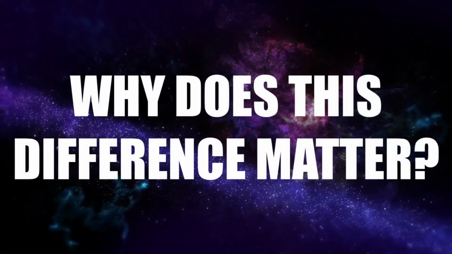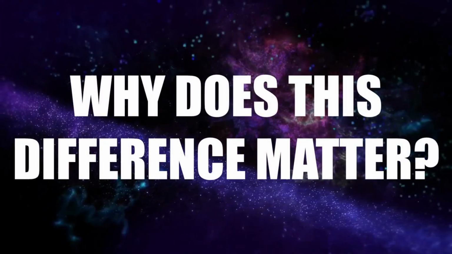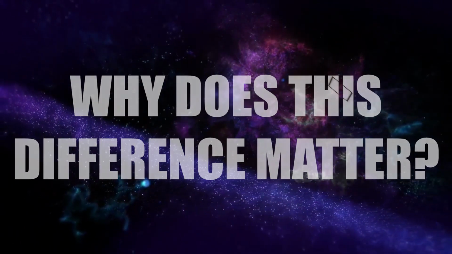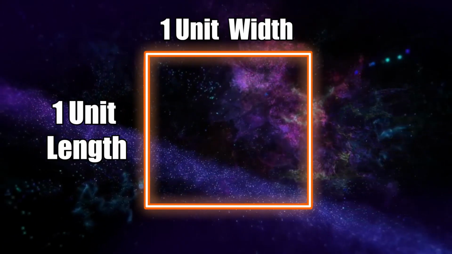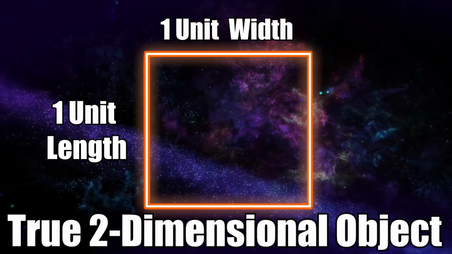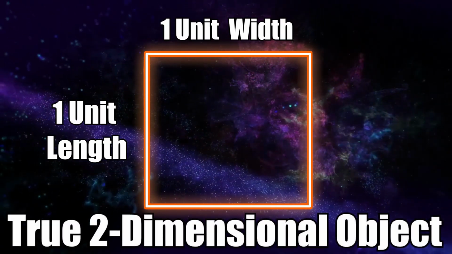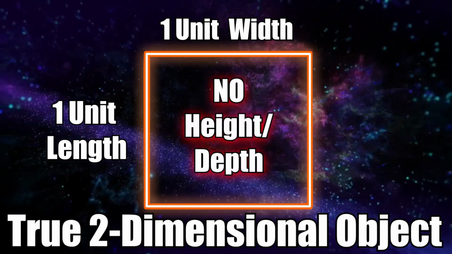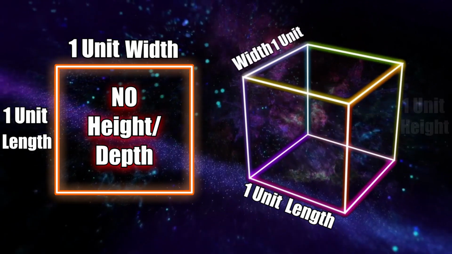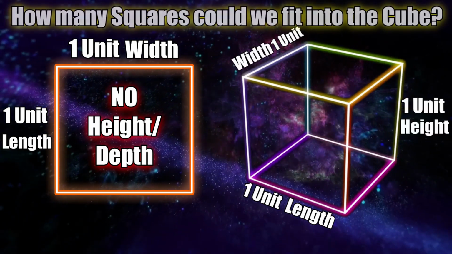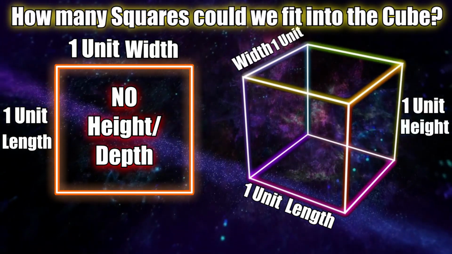So why does this difference matter? Well, let me give you an example to show you how important this difference is. Let's take a square with a length and a width of 1 unit. This square is a true two-dimensional object, and thus has absolutely no height at all. And if we compare it to a cube with at least 1 in length, width, and height, how many squares could we fit into the cube?